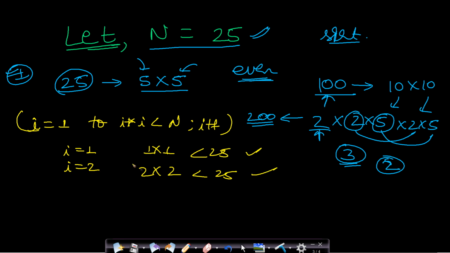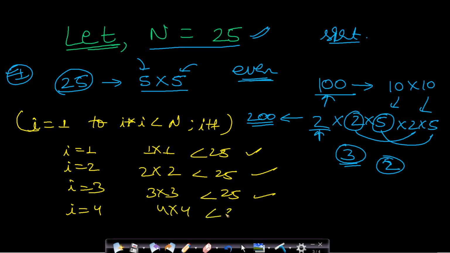So you will again increment the value of i, it will now become 3. Whether 3 into 3 is less than 25? Yes. So you will again move to i equals to 4. Whether 4 into 4 is less than 25? Yes, this is also true. So you will again move to i equals to 5. Whether 5 into 5 is less than 25? This is false. So at this position your loop will break.